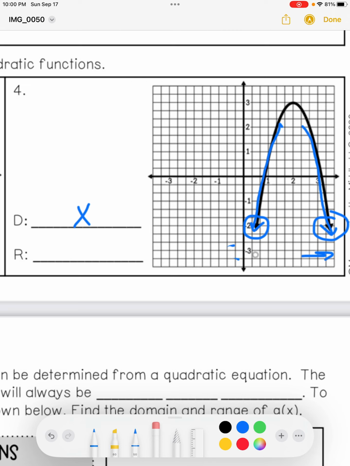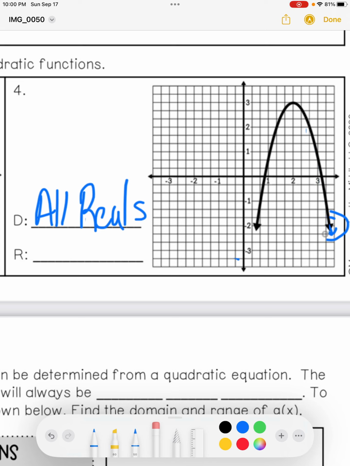So what do we write when that happens? We say that it's all real numbers. I'm just going to say all reals because that's what I can fit. Okay? All real numbers. Hopefully you remember that from one of the previous videos I did. And if you didn't, hopefully you're starting to get the hang of it right now. And maybe you've already seen a pattern that happens with these quadratic functions and these arrows, right? All right, that's domain. Now we're on to the range, which is y values.